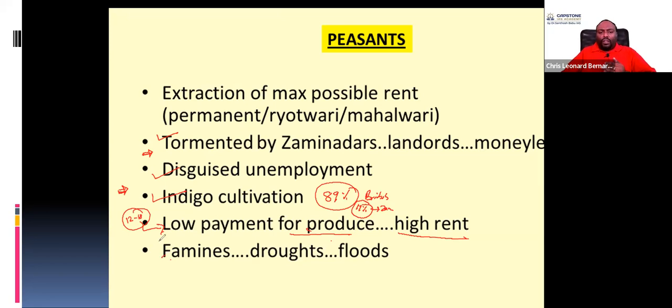The land revenue policy, the agricultural policy, the political policy, everything led to constant droughts. Even if there were good rains, they were not able to channelize the water or bring any good irrigation or dams. So this continuous drought and flood led to famines, artificially made famines by the British. This brought a death knell for the peasants.